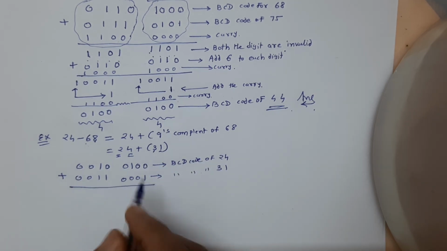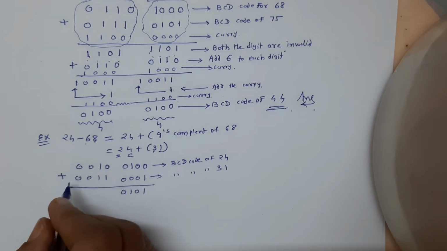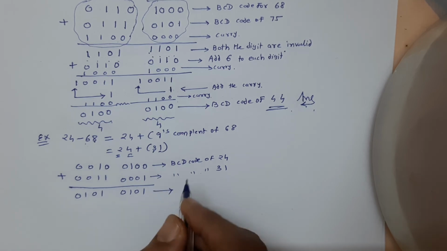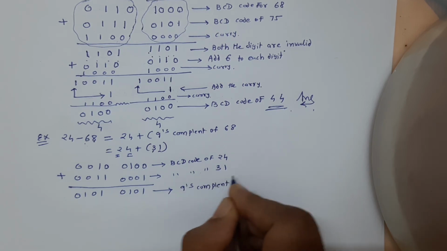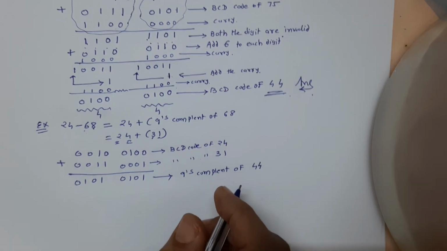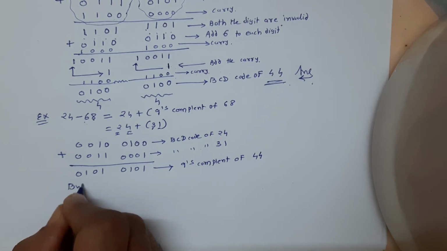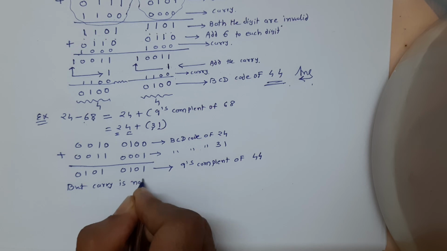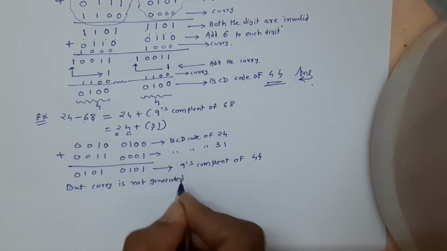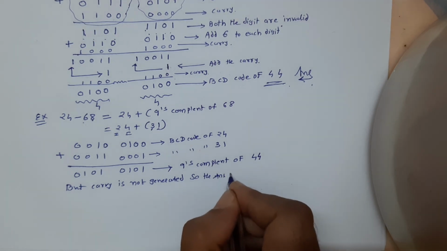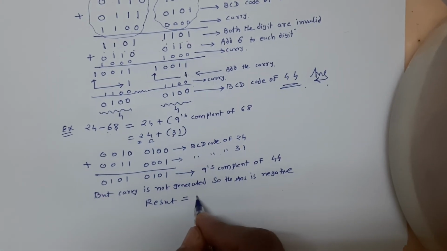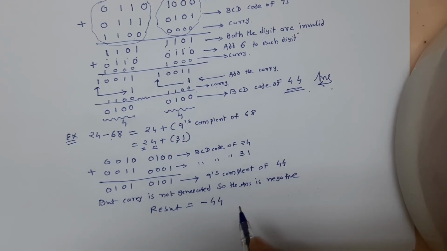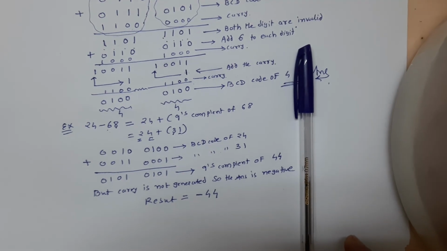What is our final answer? 0101 0101. Here this is not an invalid number, so this is our 9's complement of 44. But carry is not generated. So the answer is negative. Therefore, the result is equal to minus 44. Thank you. We stop here. Thank you.